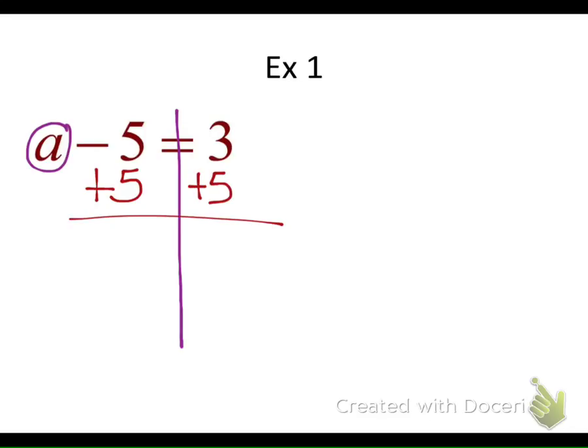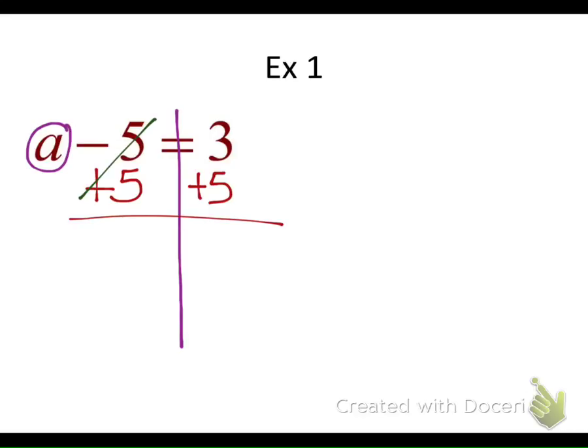I expect to see not just the 5 brought down. I want to see the operation sign. I want to see how that's going to cancel. Okay? So if you have negative 5 plus 5, what's that going to equal? 0. So that cancels. So you're going to show that that cancels.